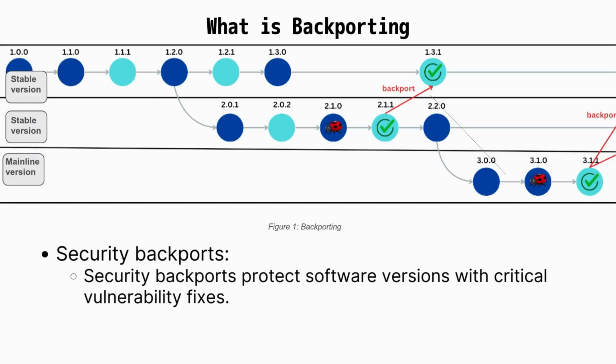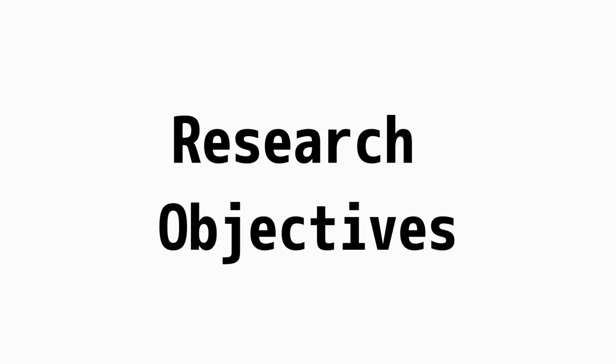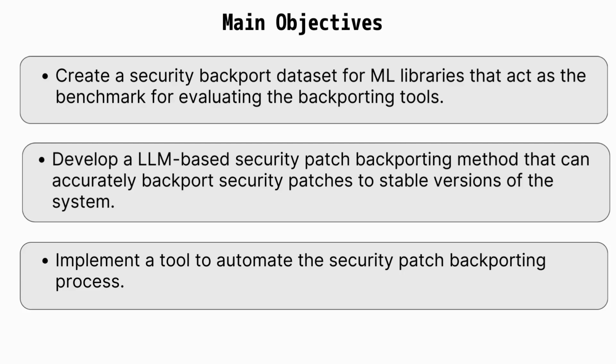So, what is backporting? As this diagram illustrates, backporting is the process of taking a fix from a newer software version and applying it to an older, stable version. Security backporting, specifically, is crucial because it patches critical vulnerabilities in these older versions that are still in wide use, keeping them secure.